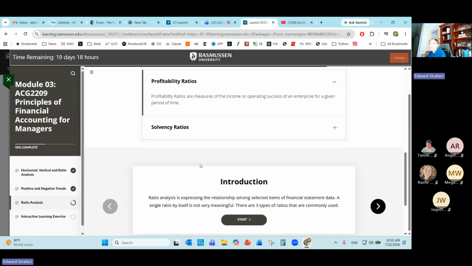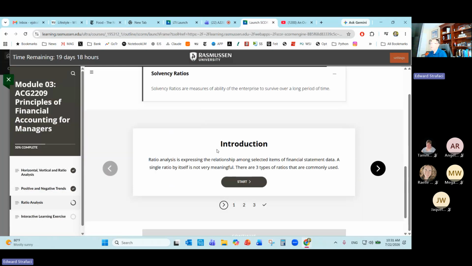Profitability ratios. How profitable is your firm? We've been talking about that. We've been talking about return on equity. How much did my investors put into this company and what are they making on that equity? And solvency. Am I paying my debts on time?